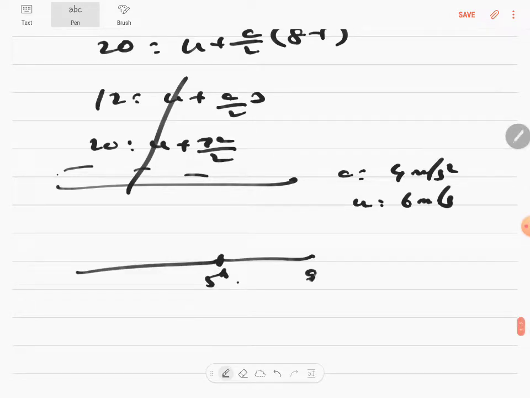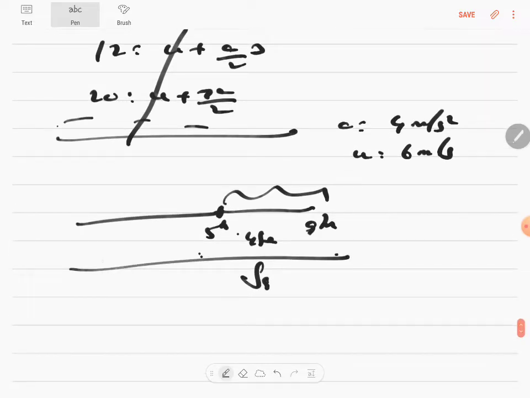4 seconds after the 5th second means what? 4 seconds, na? 9th second. 4 seconds after the 5th second means the 9th second. This distance they are asking. Means you should do S9 and S5 and subtract. You can't use this, you have to use ut plus half at square. Why? Because you have to find the distance travelled by him till the 9th second completely, not exactly at the 9th second.